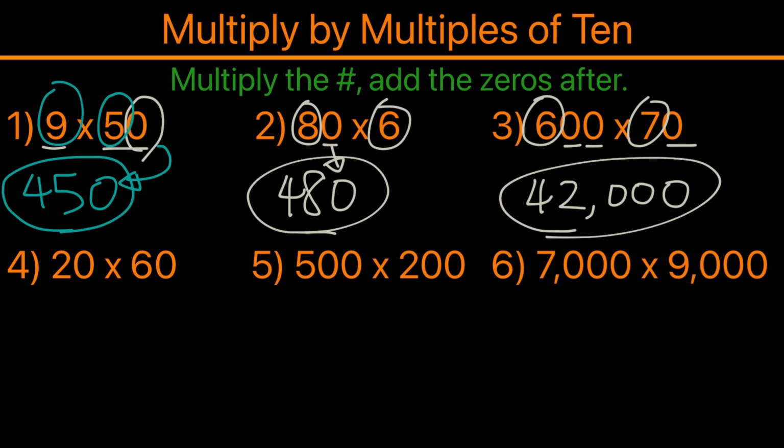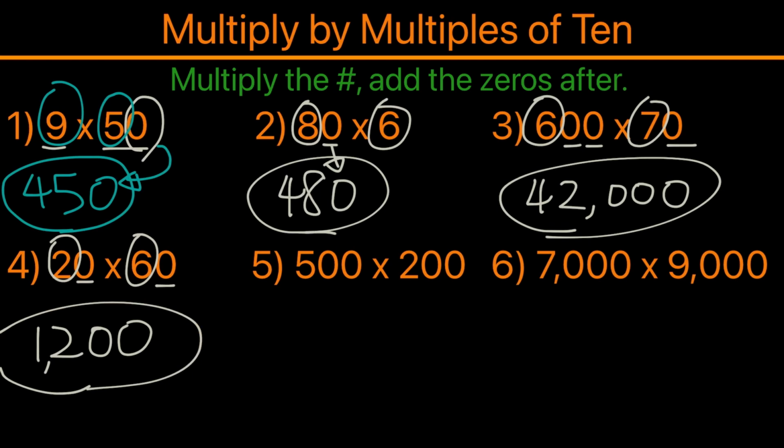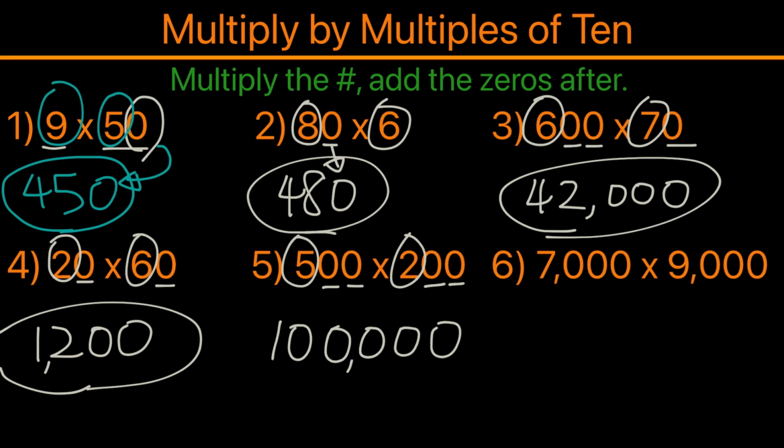For the fourth example, we have 2 zeros. So we'll take 2 times 6. That equals 12. Then there are 2 zeros after, so we're going to include 2 zeros. And so the answer is 1200. The fifth example, we have 4 zeros. And we'll multiply the two numbers that are not 0. 5 times 2 is 10. And there's a total of 4 zeros, so we'll go ahead and add 1, 2, 3, 4. Then we're adding a comma, so this is 100,000.